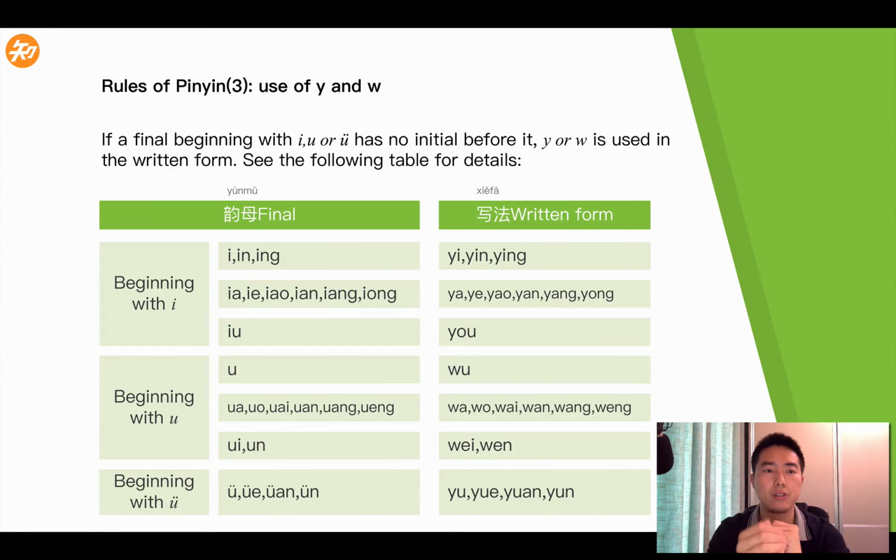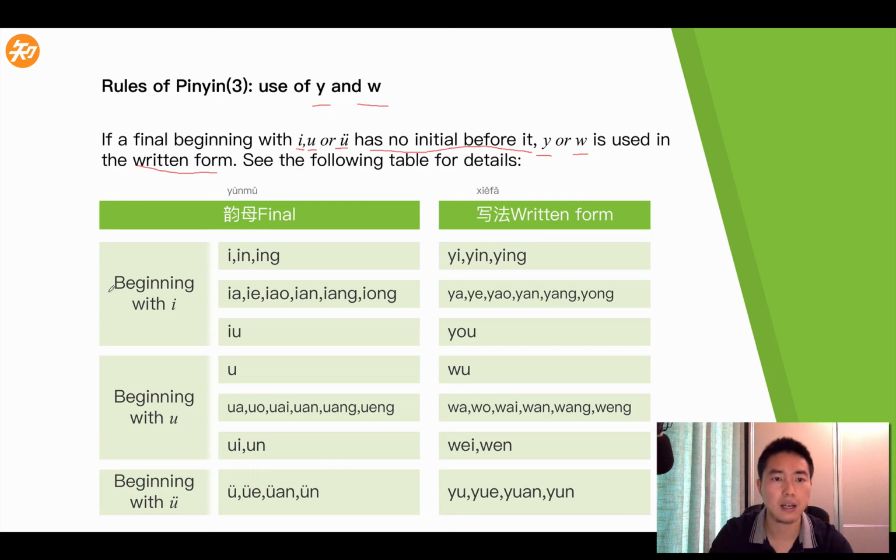Okay, now we're going to take a look at the rules of Pinyin number 3, the use of the initial Y and the initial W here. If a final begins with the final i, u, or ü, and has no initial before it, we need to add Y or W, and they are used in the written form to make a syllable. Now let's take a look at this table here to take a close look.